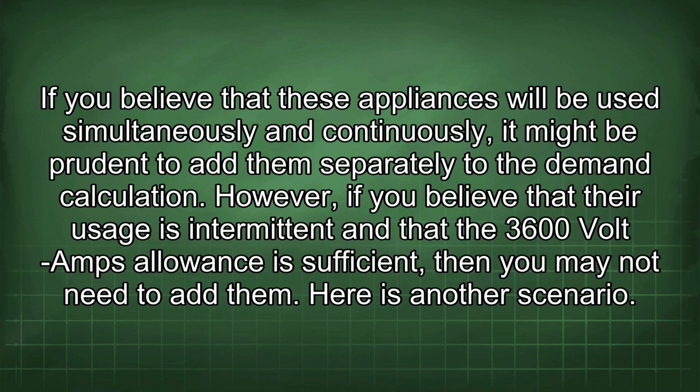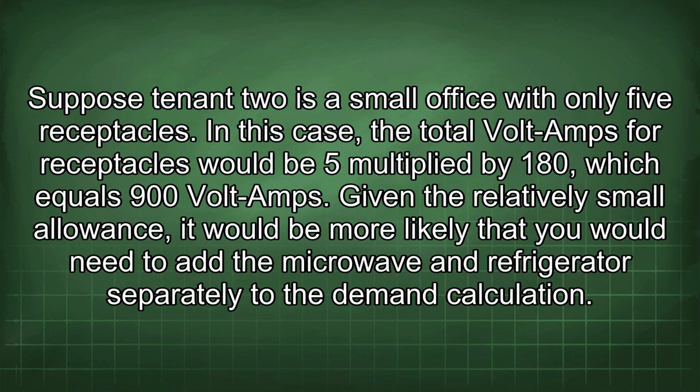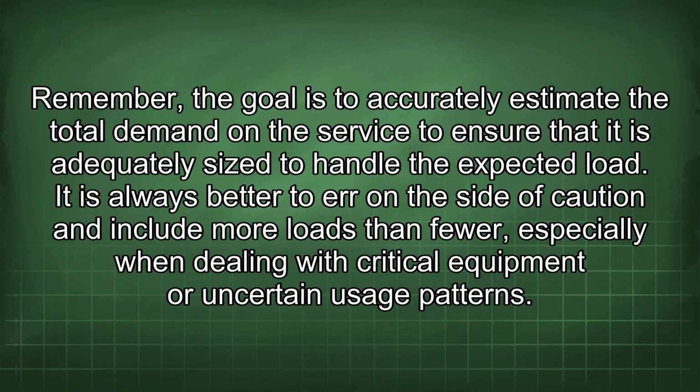Here is another scenario. Suppose tenant 2 is a small office with only 5 receptacles. In this case, the total volt amps for receptacles would be 5 multiplied by 180, which equals 900 volt amps. Given the relatively small allowance, it would be more likely that you would need to add the microwave and refrigerator separately to the demand calculation. Remember, the goal is to accurately estimate the total demand on the service to ensure that it is adequately sized to handle the expected load. It is always better to err on the side of caution and include more loads than fewer, especially when dealing with critical equipment or uncertain usage patterns.